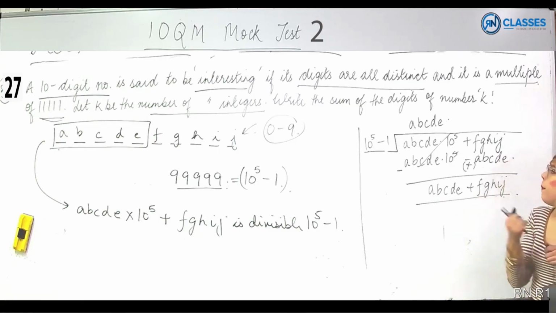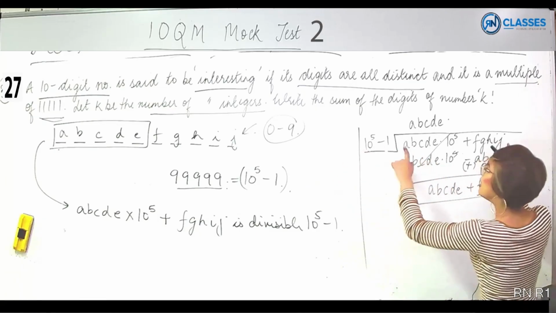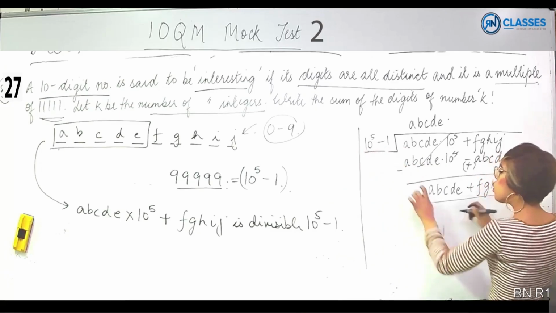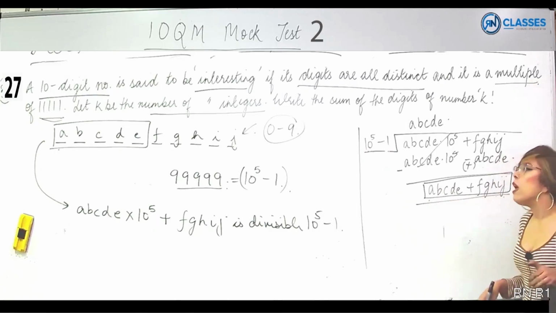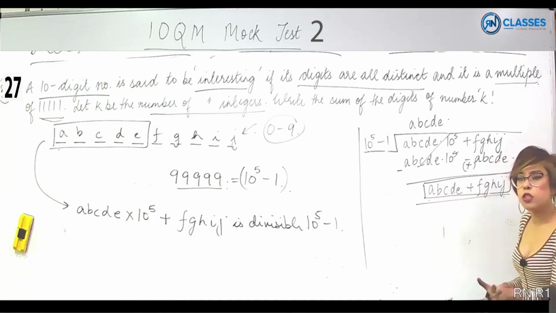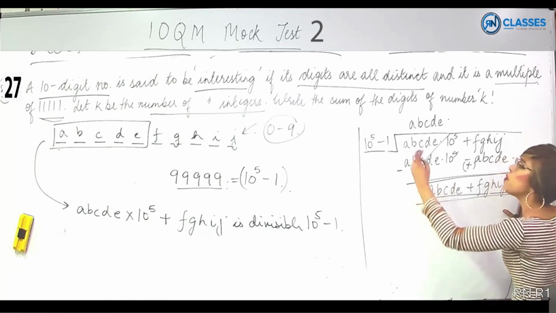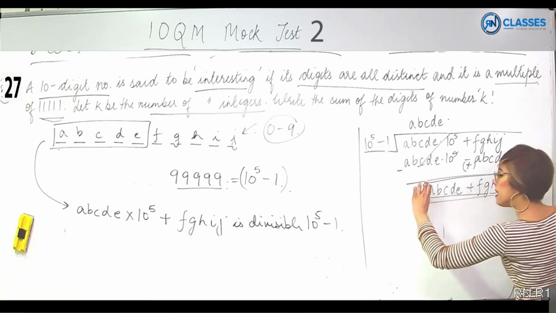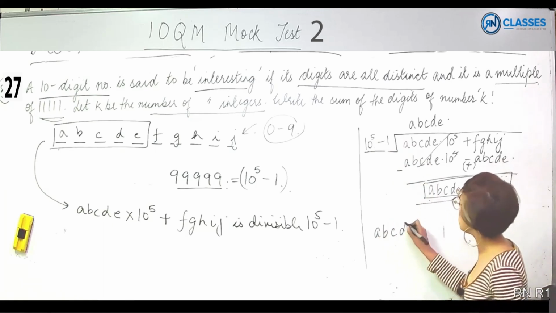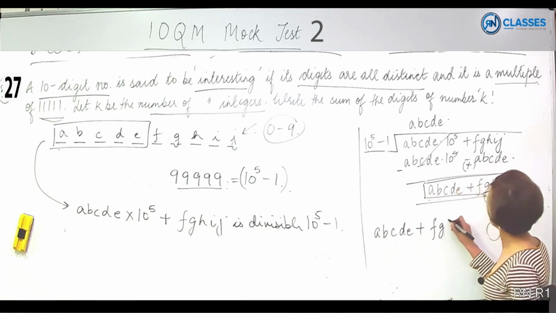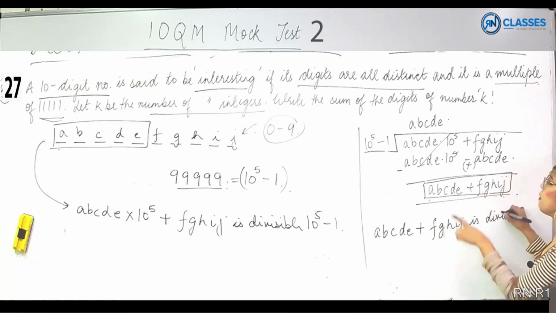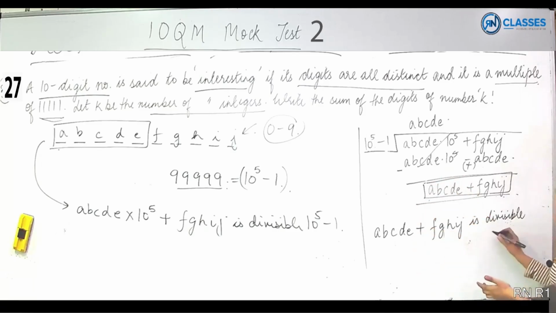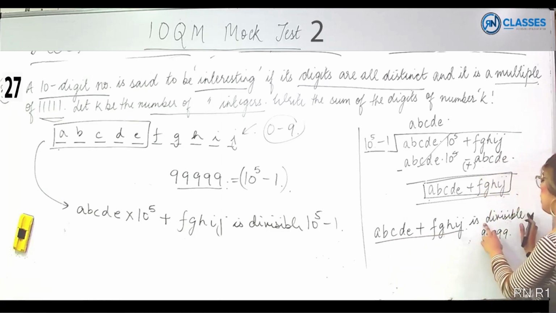Now, since I know that this number is exactly divisible by this, what can be the possible forms of the remainder? The remainder obviously is not 0, so whatever this comes to has to be divisible by this. That means the number A, B, C, D, E plus F, G, H, I, J is divisible by 10 raised to the 5 minus 1, which is 99,999. This number is divisible by this.